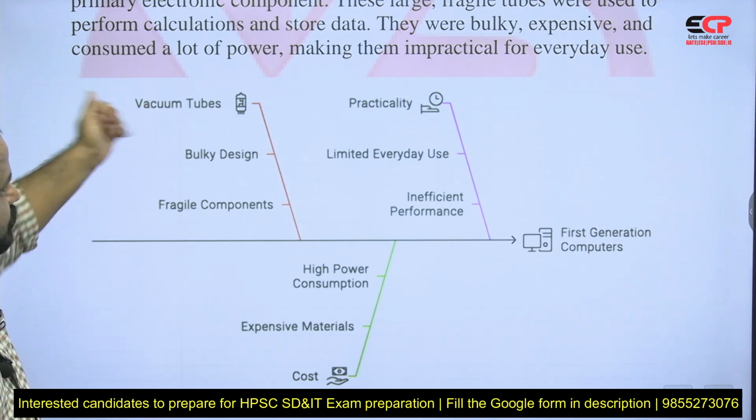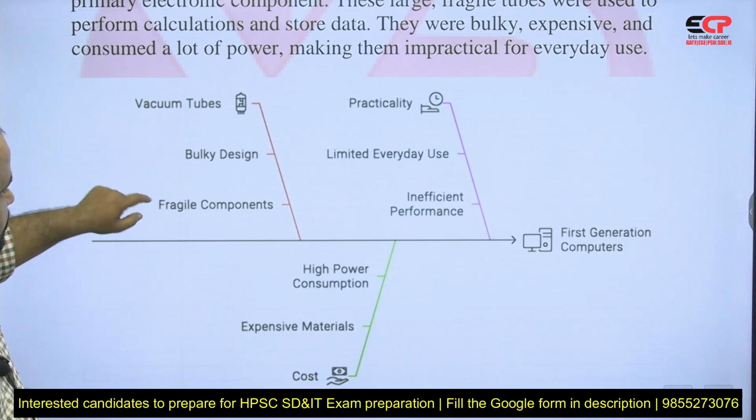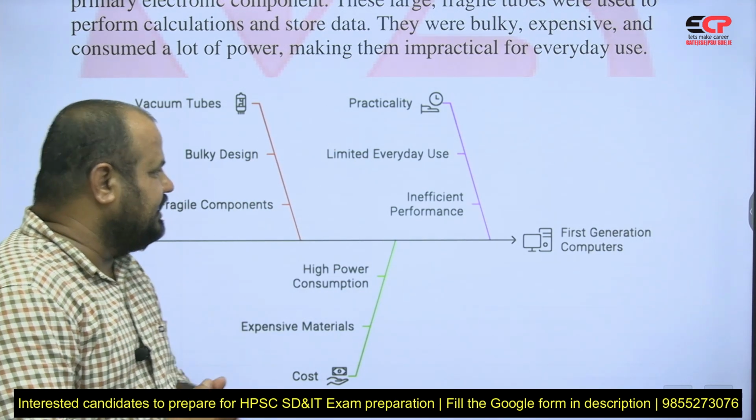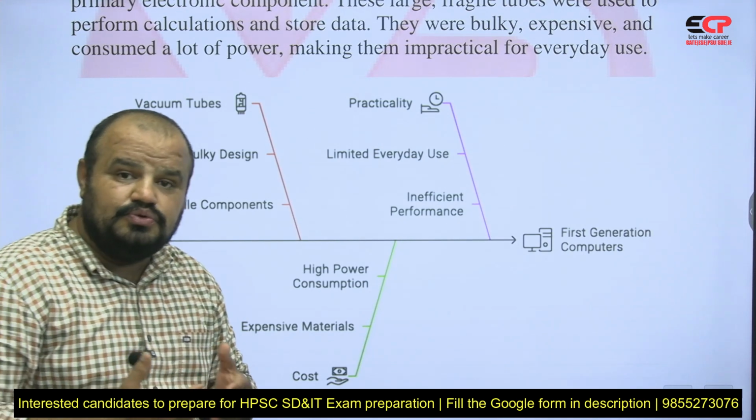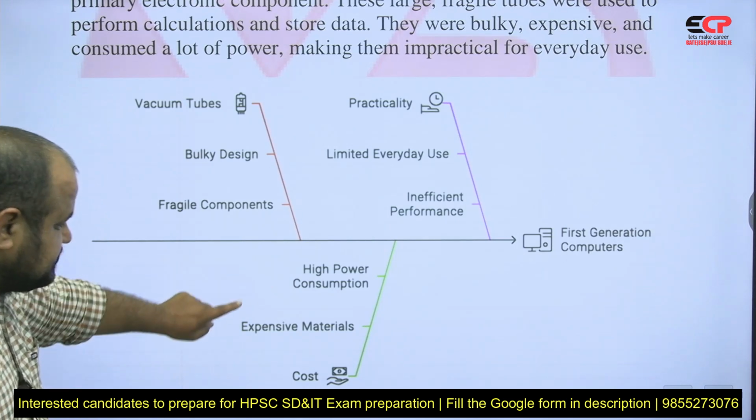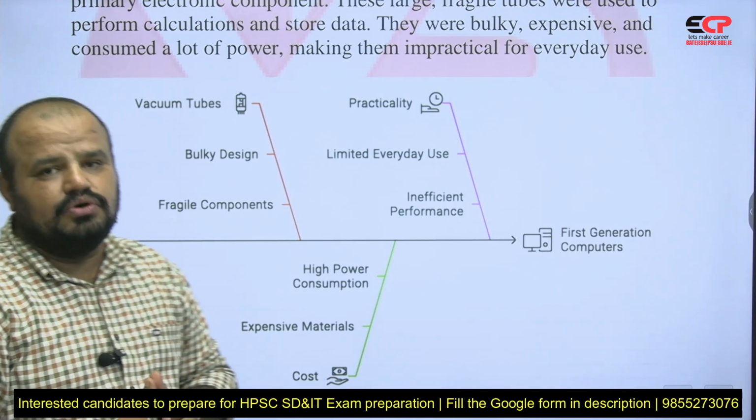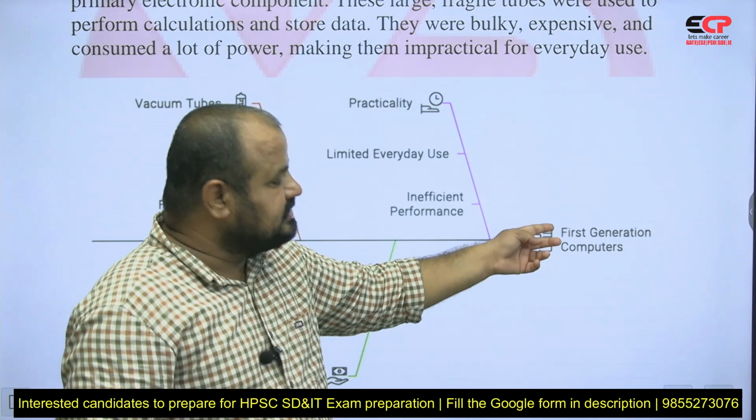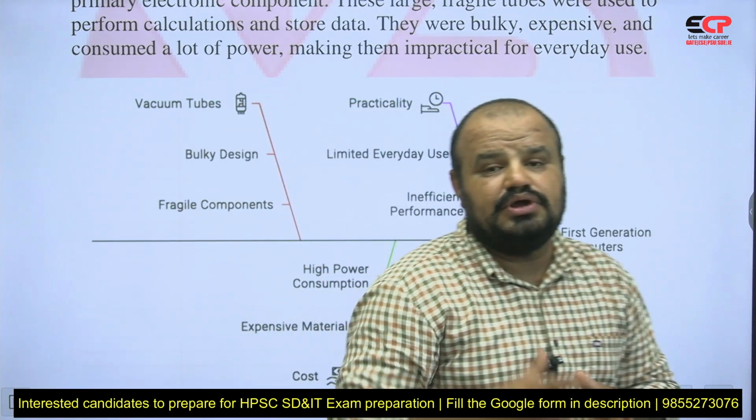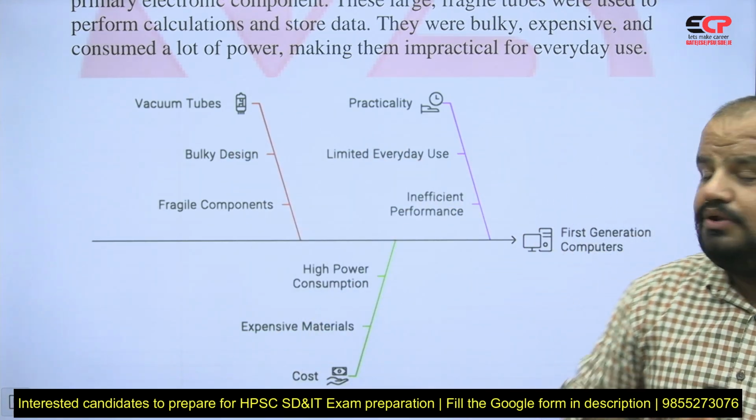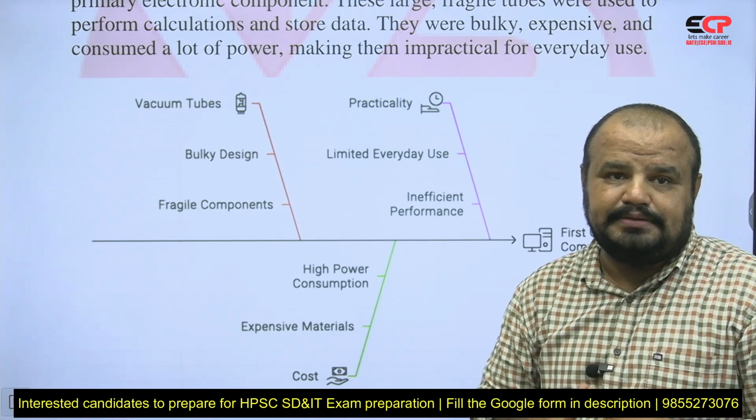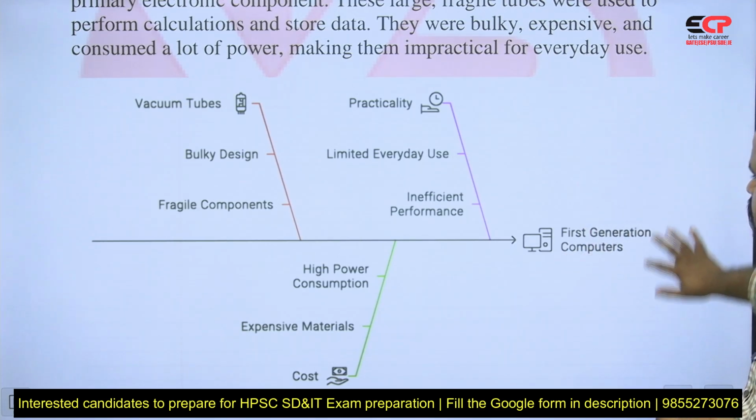Vacuum tubes we used in the first generation are bulky in design, and their components are fragile. Practically it is not possible for everyday users, it is not used for each and every computation. Insufficient performance, high power consumption, expensive material and high cost. So these are some important points related to the first generation. My dear students, always keep in mind, whenever you are going for the subjective paper, no need to mention the whole theory part. You have to write the precise content. So that is all about the first generation.